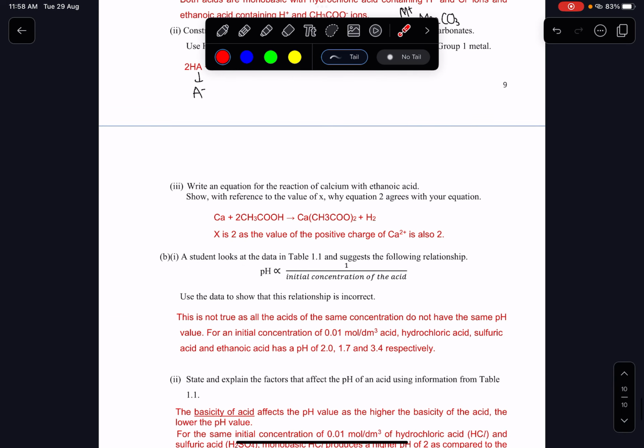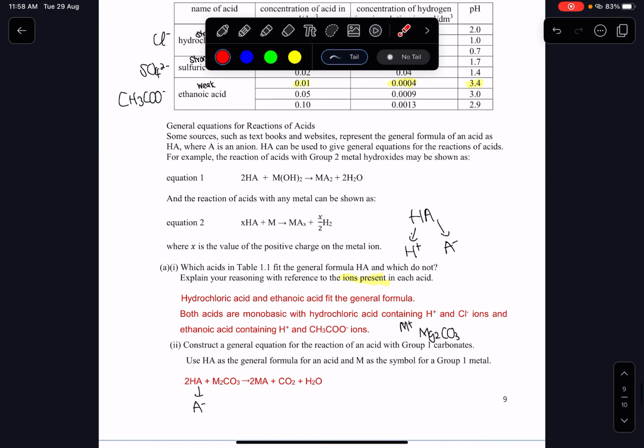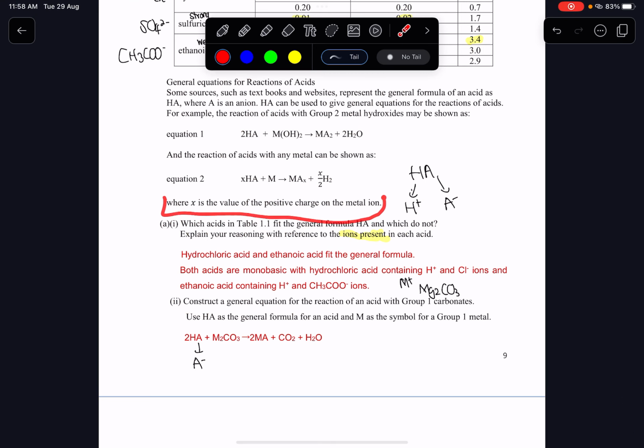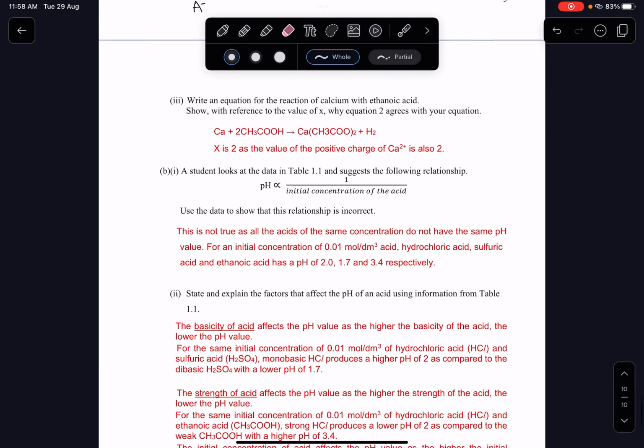Part 3. Write an equation for the reaction of calcium with ethanoic acid. Show with reference to the value of x why equation 2 agrees with your equation, which means whatever is mentioned here must be satisfied. So Ca plus ethanoic acid will give you calcium ethanoate plus hydrogen gas, because it's a metal plus acid reaction to give you salt plus hydrogen gas. You must tell me x is 2 as the value of the positive charge of calcium, 2+. The calcium ion charge is also 2. A lot of you did not satisfy this portion, so you're just missing that part.